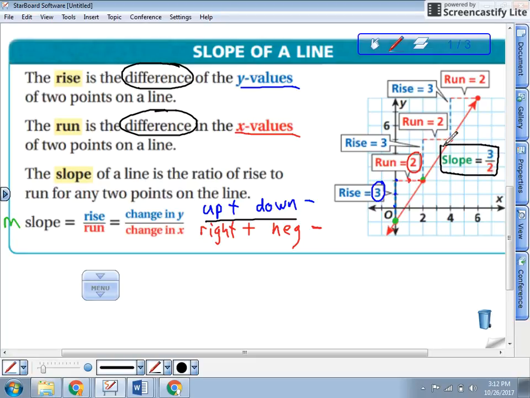The other cool part about slope is notice every point has that same slope. That's that constant rate of change. And the other thing that's neat is it doesn't matter which 2 points you get, you'll get the same answer.